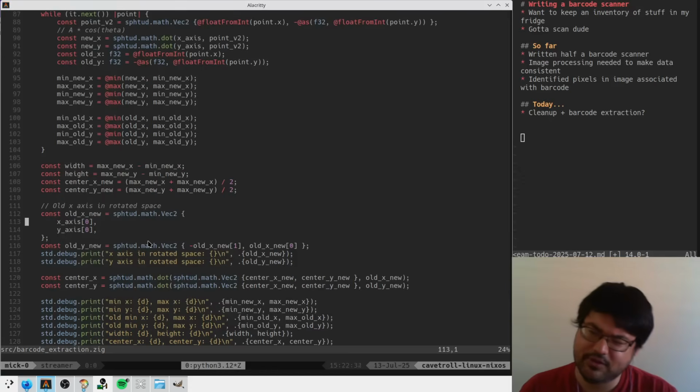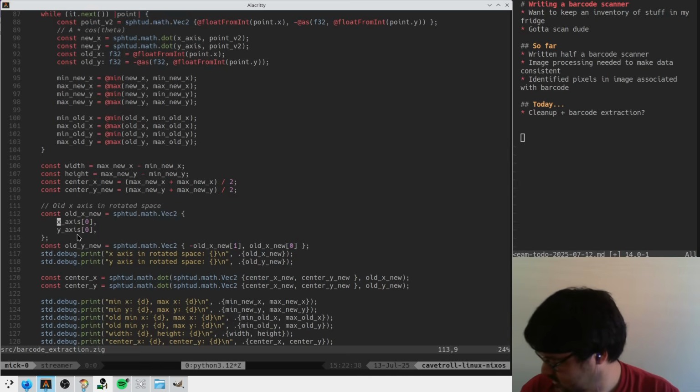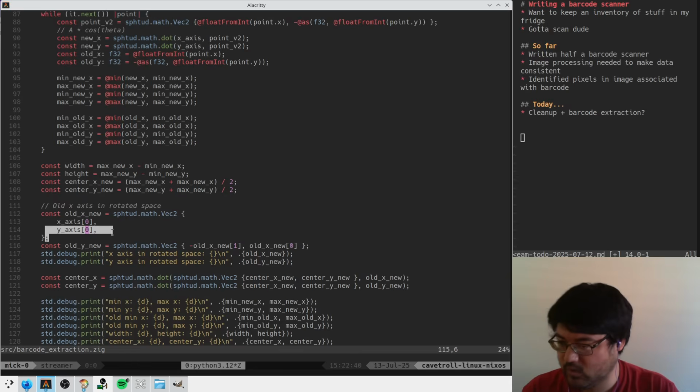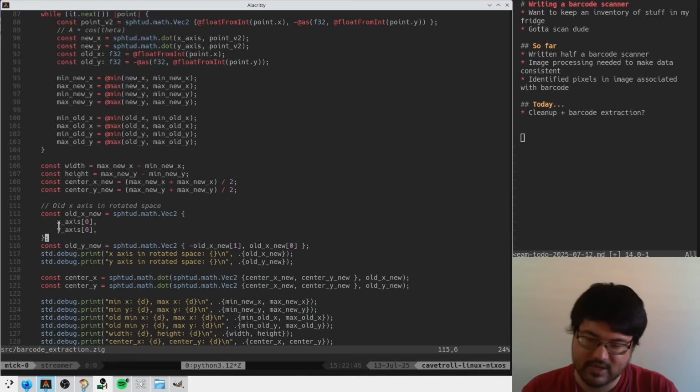Yeah, flip over diagonal. Yeah, I think that's right. Because what I ended up doing was I took the old X, Y, and applied these here to the new X. So that means, yeah, that is what I ended up doing.